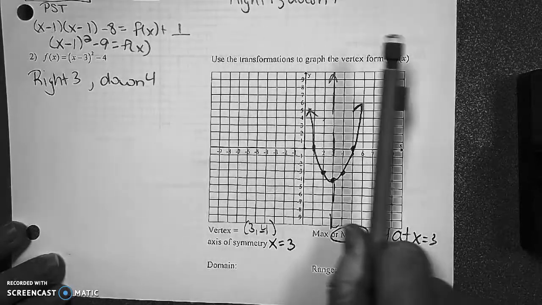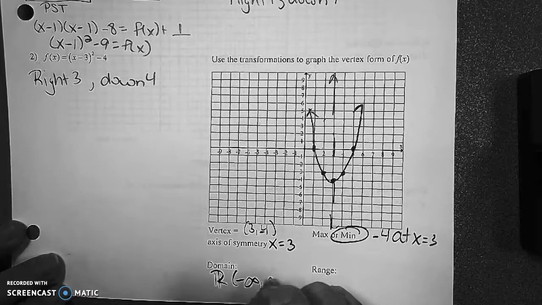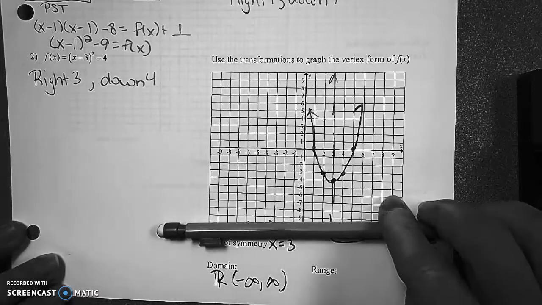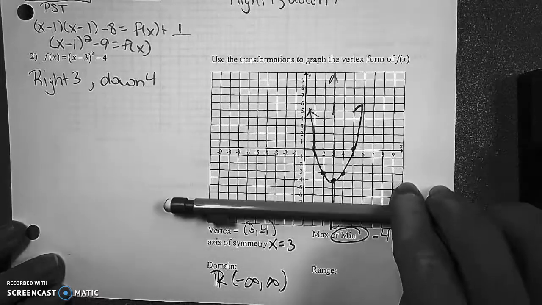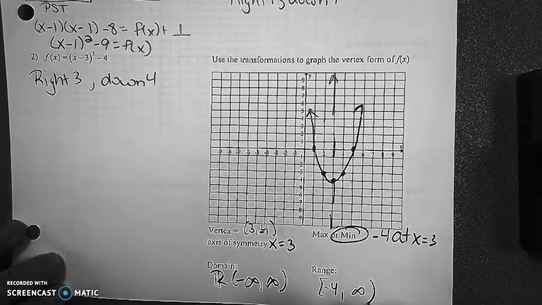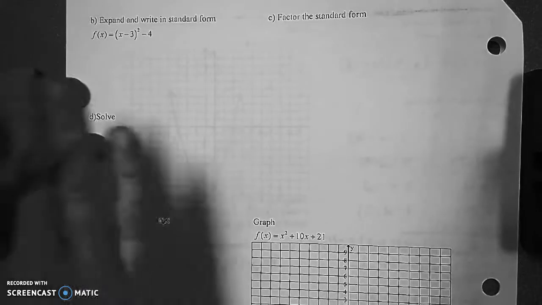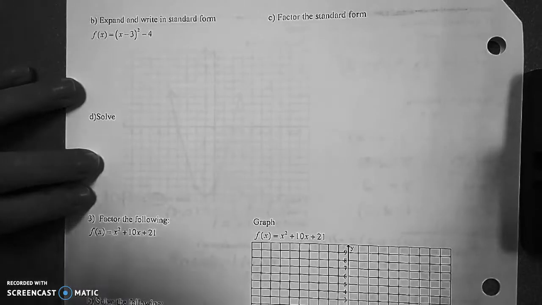Domain is always left to right, and so it's all real, or of course you can write that negative infinity to infinity. Range is down to up, so we can see that we're starting at -4 bracket to infinity would be our range. So as I look at this problem, we're going to write it in standard form.